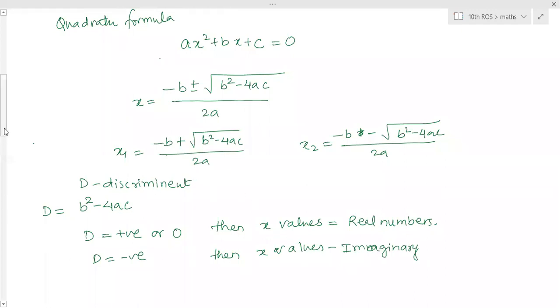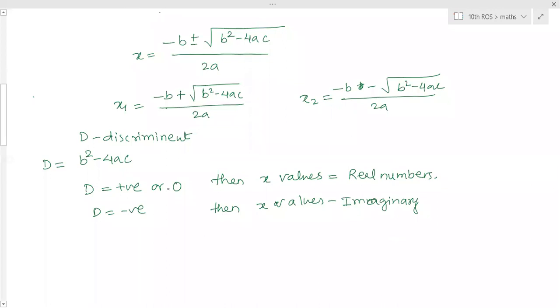Whenever the value of D is positive or 0, only then do you solve the equation. If you get a negative D value, you do not solve the equation further. So we can find the nature of the roots by knowing the discriminant.